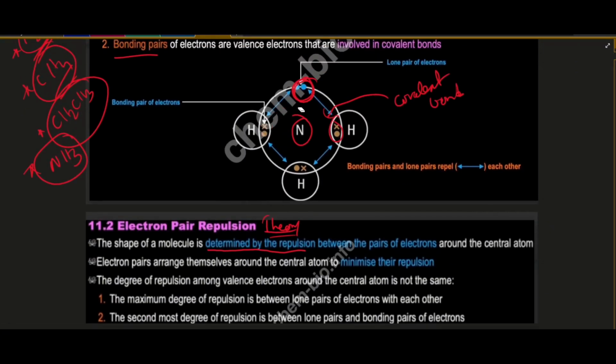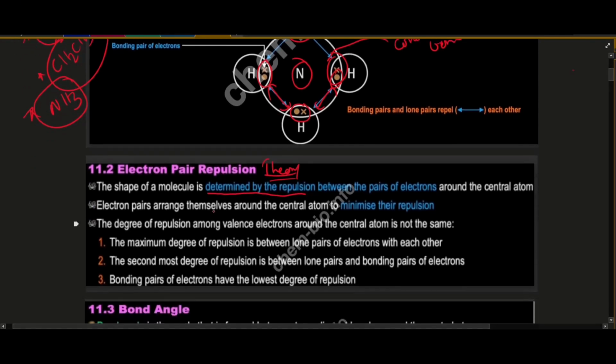As you can clearly see, all the electrons are negatively charged, and we know that like charges repel. So the bonded electrons present down here basically face repulsion. Not only that, the bonded electrons also face repulsion from the lone pair of electrons, because at the end of the day all of them are electrons, and all of them are negative charges, so eventually they will face repulsion. It's just that the degree of repulsion is different. You can clearly see that the degree of repulsion among the valence electrons around the central atom is not the same.